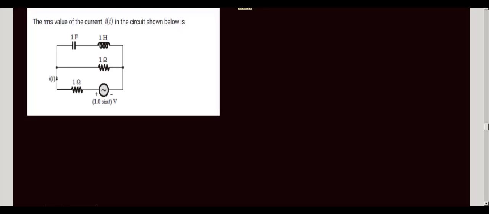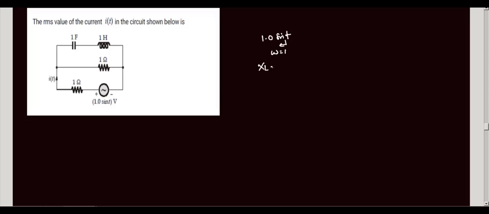So look at the first question: the RMS value of the current i(t) in the circuit. Okay, so what I said before this is, whenever the question is given an alternating current, first check for XL and XC. Okay, so you see, what is omega L here? Omega is one, the supply voltage is sin t, so that implies omega equal to 1 here.